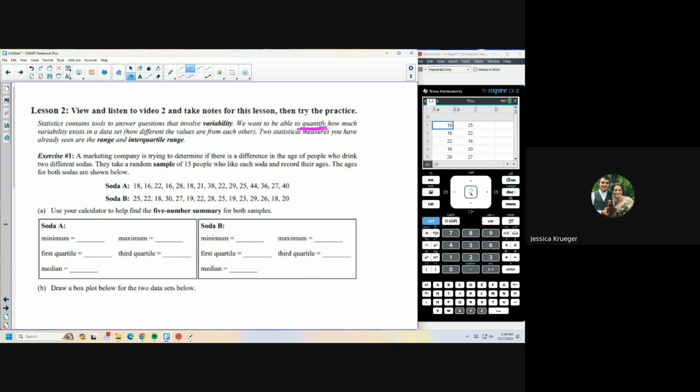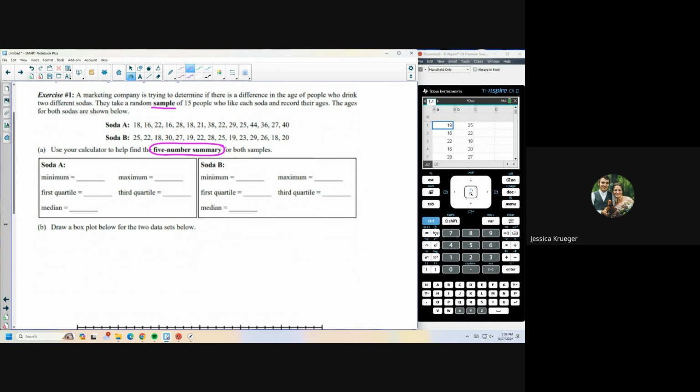Exercise 1: a marketing company is trying to determine if there is a difference in the age of people who drink 2 different sodas. They take a random sample. That just means they gather data from 15 people who like each soda and record their ages. The ages for both are shown below. Use your calculator to help find the 5-number summary for both samples. So your 5-number summary is your minimum, your maximum, first quartile, median, and third quartile.